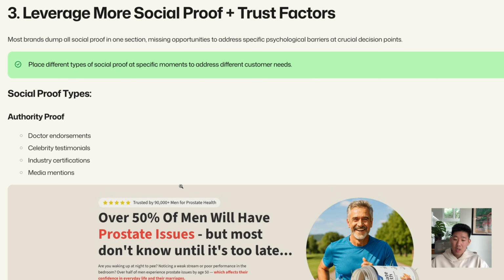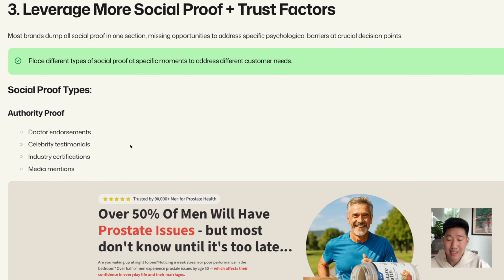And most brands either have no social proof or dump all of them in one section, which is basically just like at the end, they have the review app embedded, and they call it a day. But you're missing a lot of opportunities to address specific psychological barriers, crucial decision points. So basically the takeaway of all this is just placing different types of social proof all around your pages, to cater to the different needs that each shopper has. So I'll be going over 3 or 4 different types that you can include.